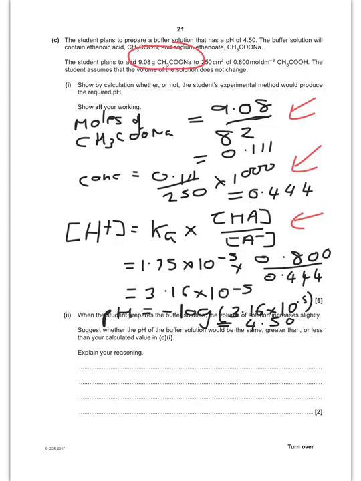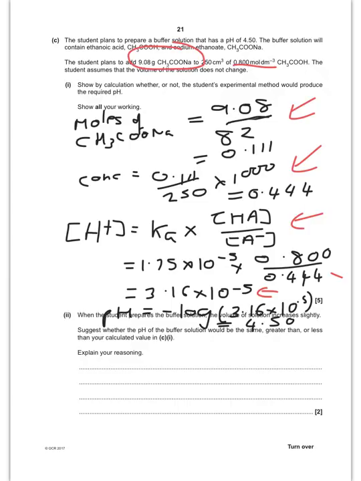Do you know your concentration of HA? They've told you it up there. You've just worked out your concentration of A minus. And if you do that, you'll find your concentration of H plus to be 3.16 times 10 to the minus 5. Bung that into your pH expression, and that will give you 4.50. So the experimental procedure is correct.